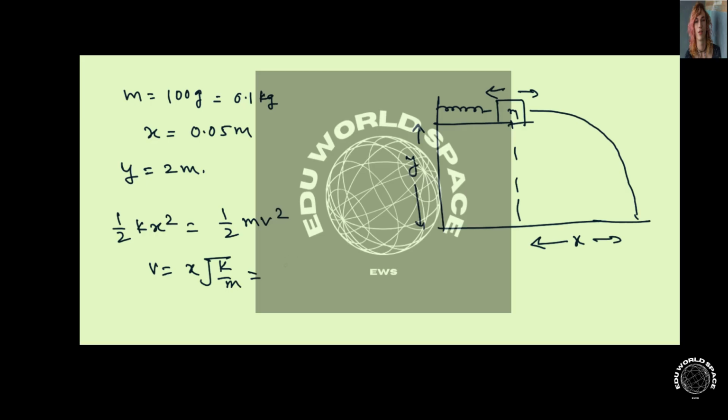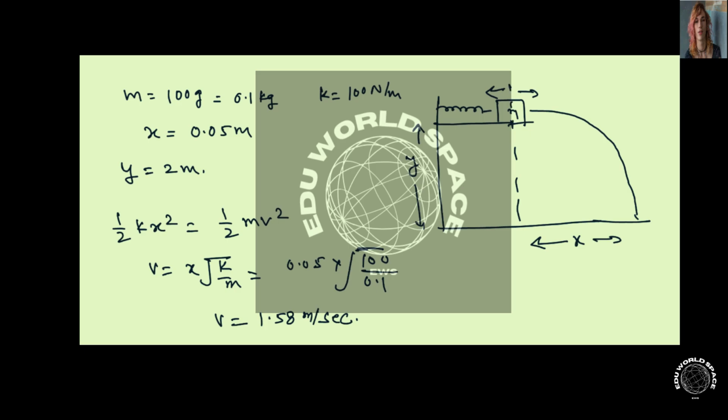Now we will put values. x is 0.05 meter multiplied by square root of k, the spring constant, that is given in the question, 100 newton per meter, divided by mass, that is 100 gram, or 0.1 kg. When we solve, this will be 1.58 meter per second. So this will be the velocity from this point.